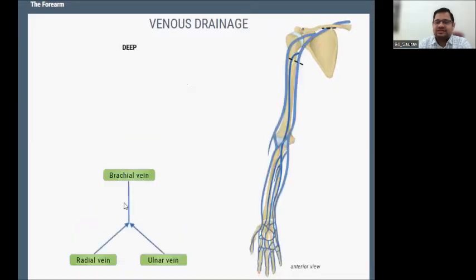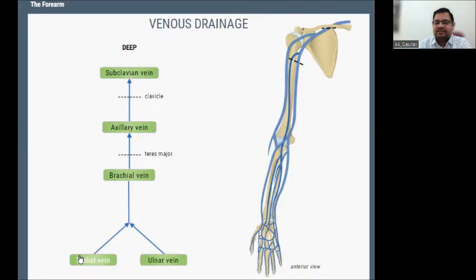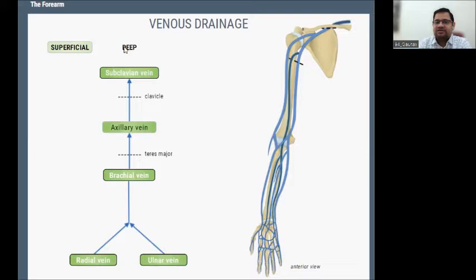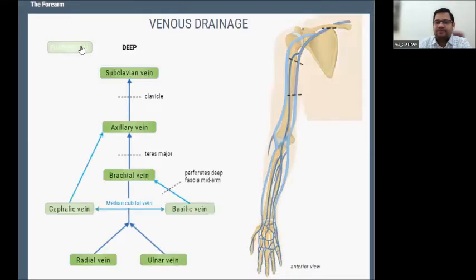Coming to the venous drainage, you can see the radial vein and ulnar vein. They combine to form the brachial vein, then the axillary vein, and ultimately they drain into the subclavian vein. We are talking about the deeper part rather than the superficial one. So radial vein, ulnar vein, then there is a very important thing at the level of the elbow, that is the median cubital vein, which connects the cephalic vein and basilic vein. Then ultimately it has to drain into the same thing: brachial vein, axillary vein, and subclavian vein. The basic pattern is similar only.